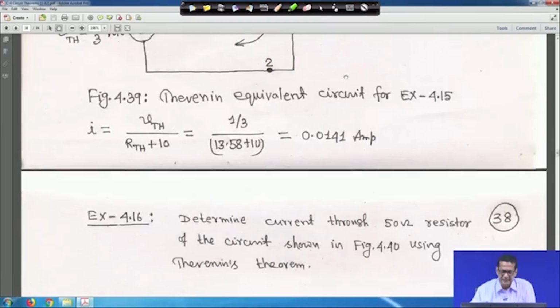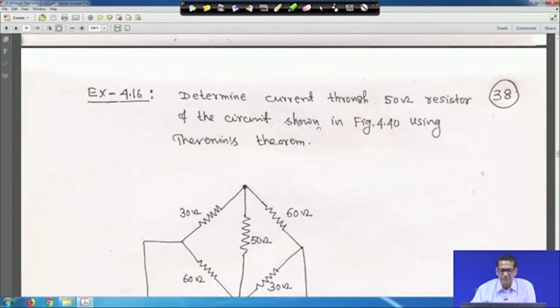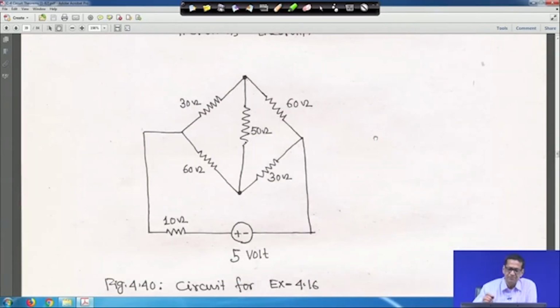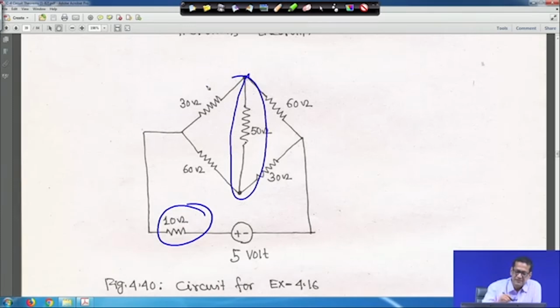So, next you determine the current through 50 ohm resistor of the circuit shown in figure 40 using Thevenin's theorem. In this case, the difference between the previous one and this one is that here the data may be different, but the structure of the circuit is different, in that one extra resistance is connected here, that is 10 ohm, right. In the previous case there was no resistor here, but a 10 ohm resistance is there, and you have to find out the current through the 50 ohm resistance. Say this terminal you mark as 1 and this terminal you mark as 2, right, and then you follow. First, we have to open this 50 ohm resistance.